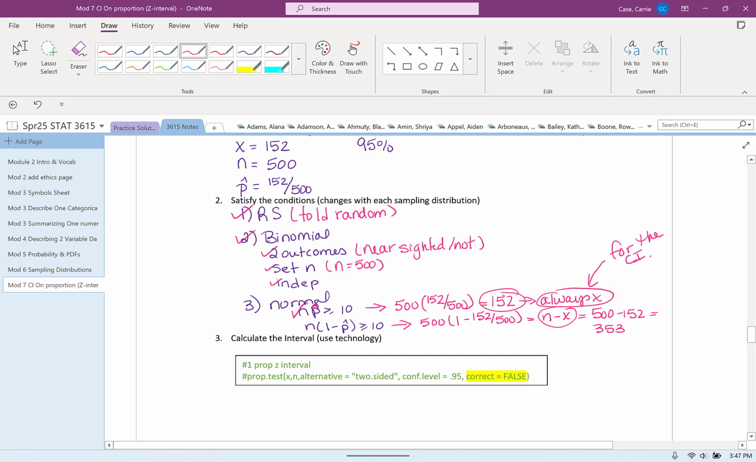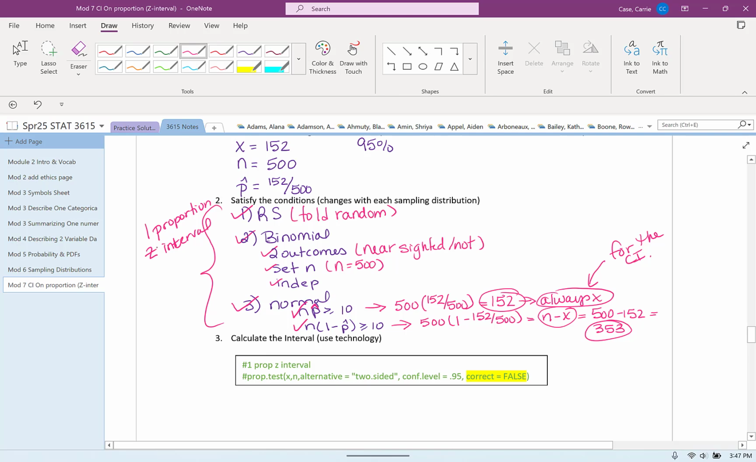152 is definitely bigger than 10. 348 is definitely bigger than 10. So normality is met. When we can satisfy these three conditions, we can do a one proportion confidence interval.